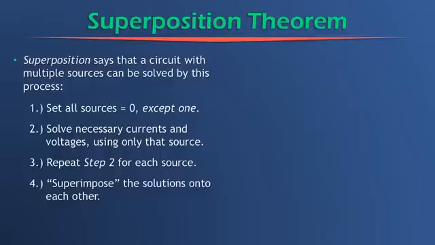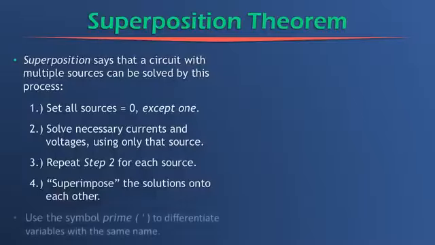Now you're going to have a bunch of different equations with seemingly the same variable. It's going to be like, you know, I1 and I2 or whatever. But you need to differentiate between the variables from the different equations because they're not the same. So what you want to use is the prime symbol to differentiate variables with the same name.